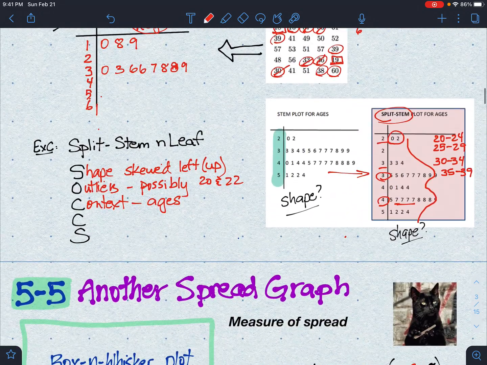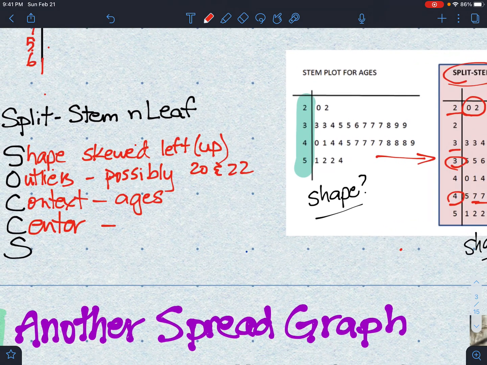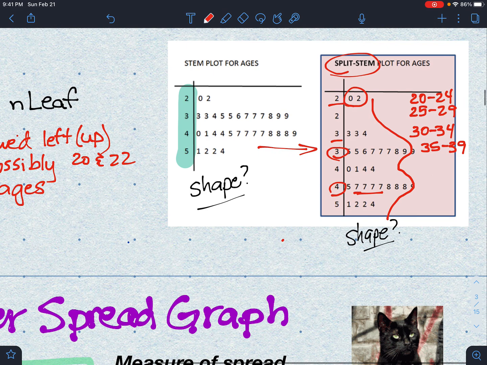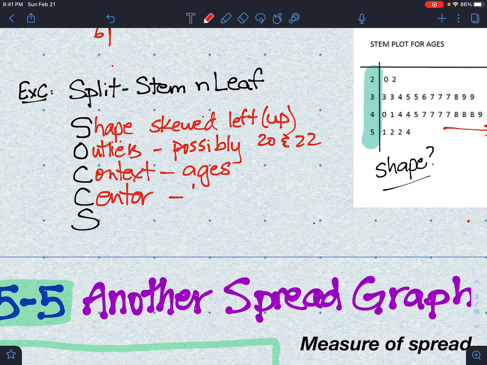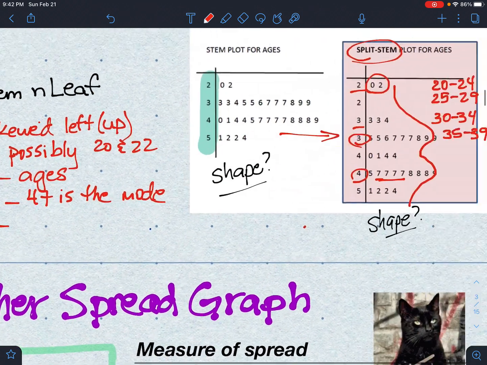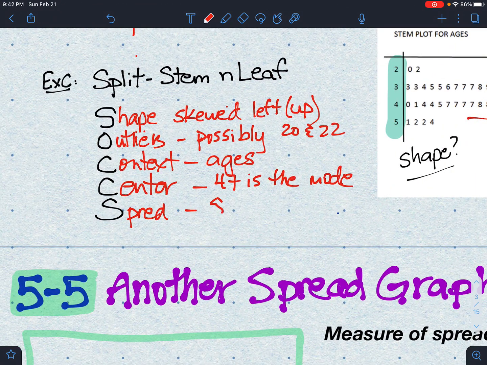What was the next C? That was centers. What are the centers? Well, again, we need to find the mean, the median, and the mode. I think we found the mode there quickly. We got 47 is the mode. And then finally, what is the spread of the data? Well, there appears to be, let's see, from 20 to 54. So 54 minus 20. The range is 34.